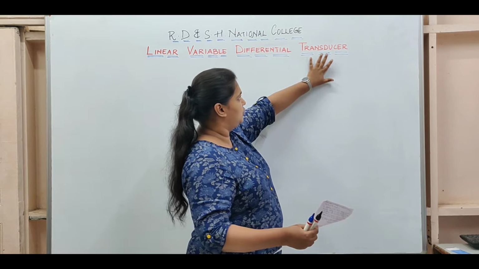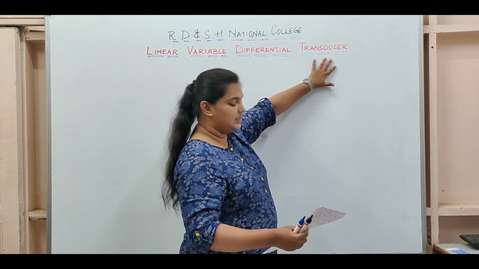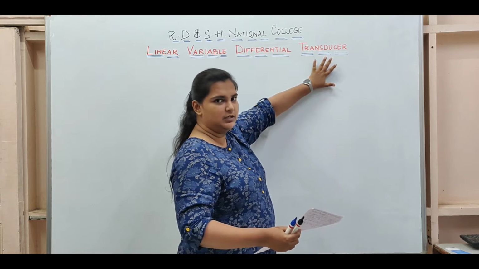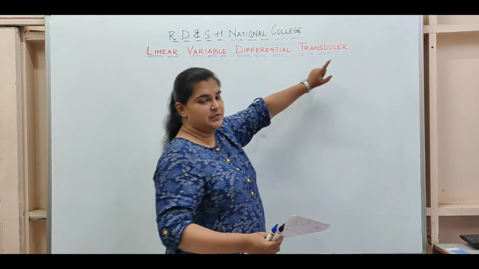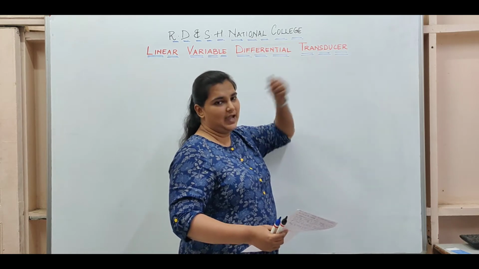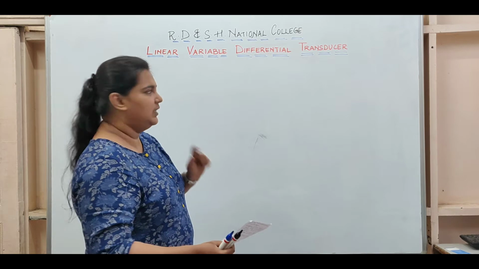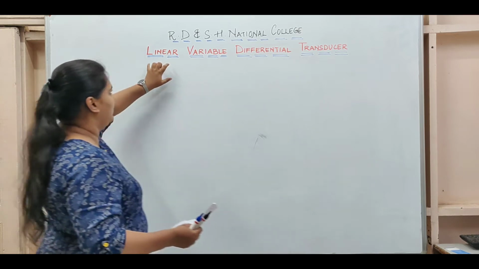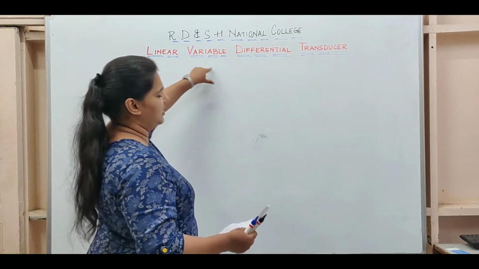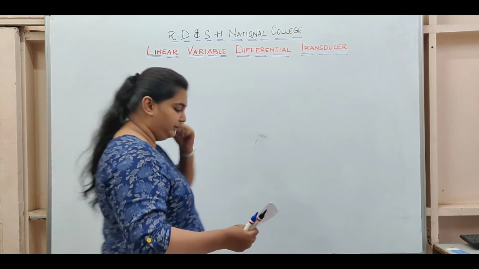And transducer: basically, a transducer is something which converts mechanical or physical displacement into electrical signals. This is an important factor. A transducer is something which converts a mechanical or a physical displacement into electrical signals. So linear displacement, which can be varied, is converted into electrical signals here.